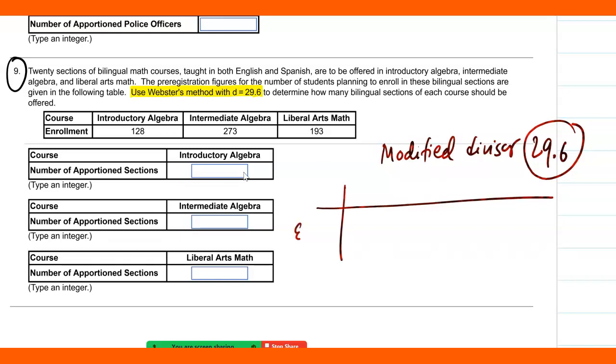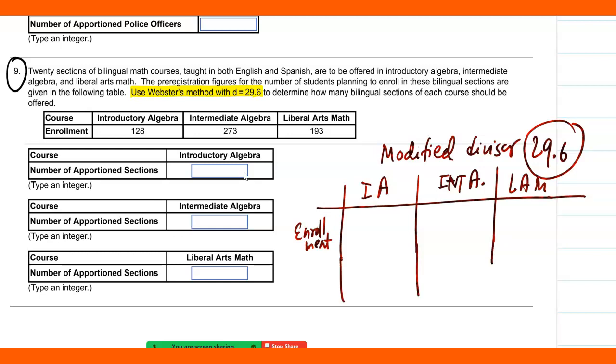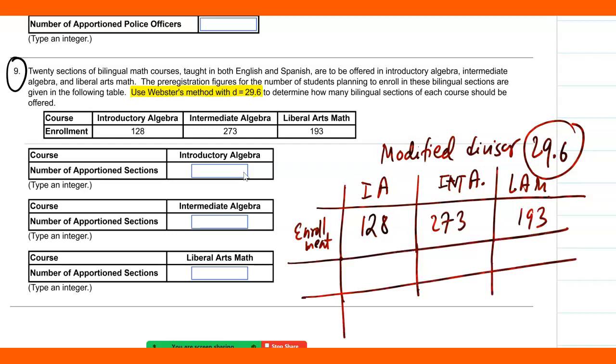Enrollment here. For introductory algebra, I put IA. For intermediate algebra, INTA. And finally, liberal arts math, LAM. Okay, I put short forms. What's the enrollment? 128, 273, 193. That is enrollment. And exactly we do the same thing as the previous methods.